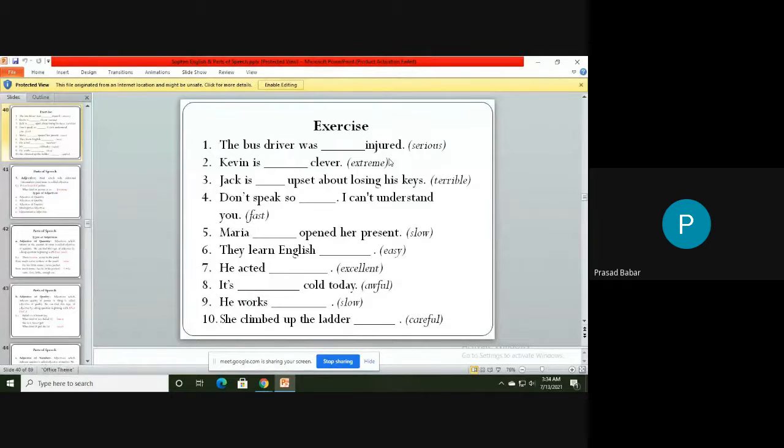They learn English easily. Here we can add ly to the word easy. So they learn English easily. He acted dash dash. Here, he acted excellently. We can use excellently here. Okay.